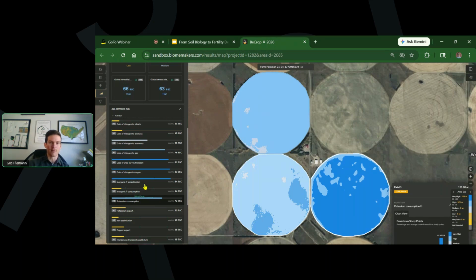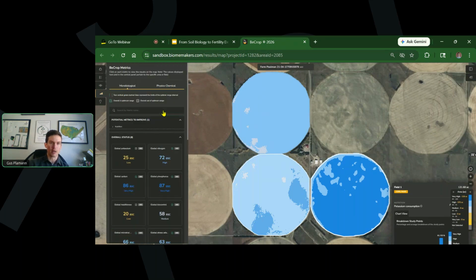So another piece of this, which I touched on with the BeCrop Plus test earlier, which integrates chemical fertility data, is included here at the top in this physical chemical tab. And remember, when we're looking at this, field 1 here has high levels of potassium consuming microbes, and this field in the top is a little bit lower, so a little bit more favorable.